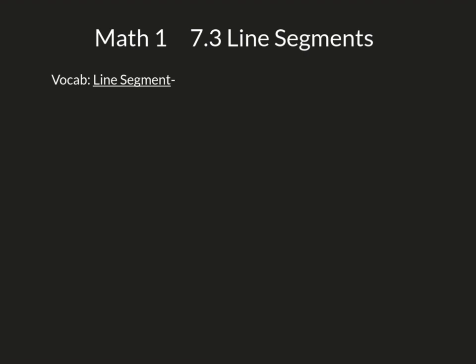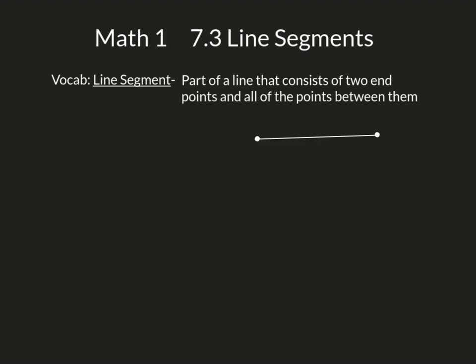First is the vocab, and the word is going to be line segment. All right, the first vocab word, like I said, is line segment. It's part of a line that consists of two endpoints and all of the points in between them. So what I've drawn right here for you is a segment, and we are just going to go through how we would name that. So a segment looks like this.